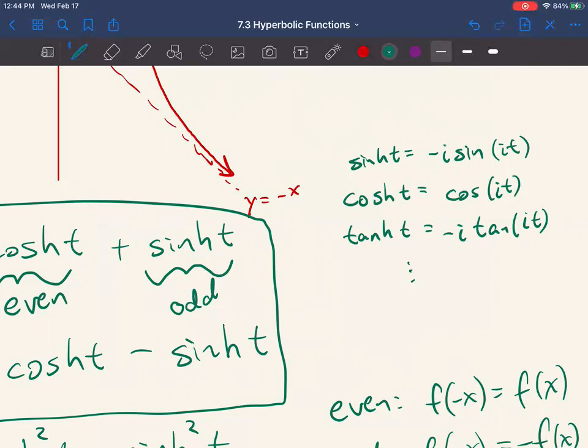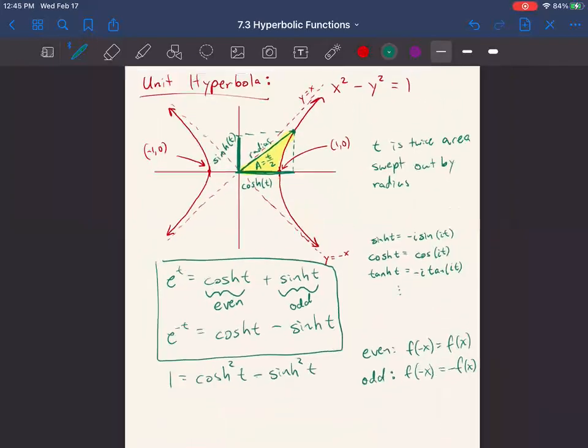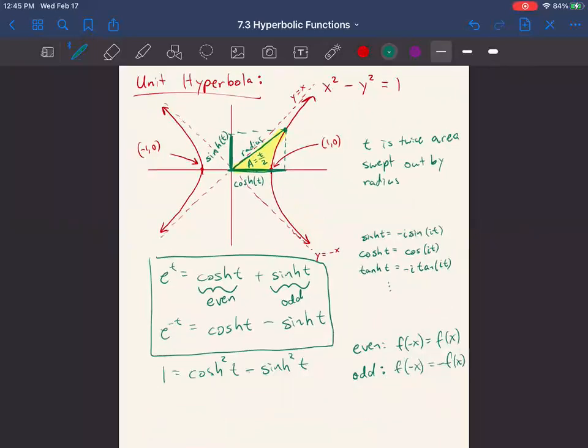Where if we're doing the hyperbolic tangent, it's just hyperbolic sine over hyperbolic cosine. And that gives you that right there, which is negative sine it over cosine of it, which is tangent of it. And then we have that negative i still there. And you can go through and do, you know, whatever the hyperbolic secant and hyperbolic cosecant. Any questions on this idea right here? You like how I related it back to that unit circle?